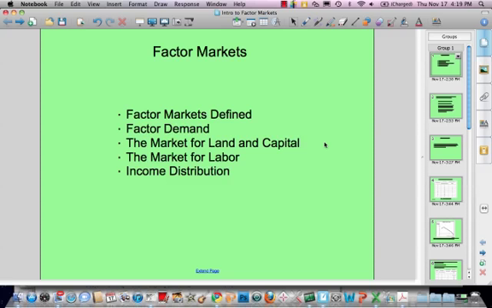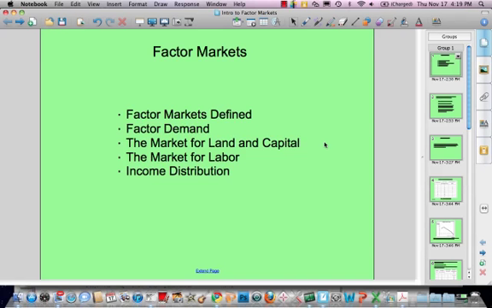Hi everybody, we are going to shift gears now and talk about factor markets. We're going to do this over the next 4 nights and we're going to divide that up. We're first going to talk about what factor markets are, and we'll talk about factor demand. Those are the 2 things we'll talk about tonight.